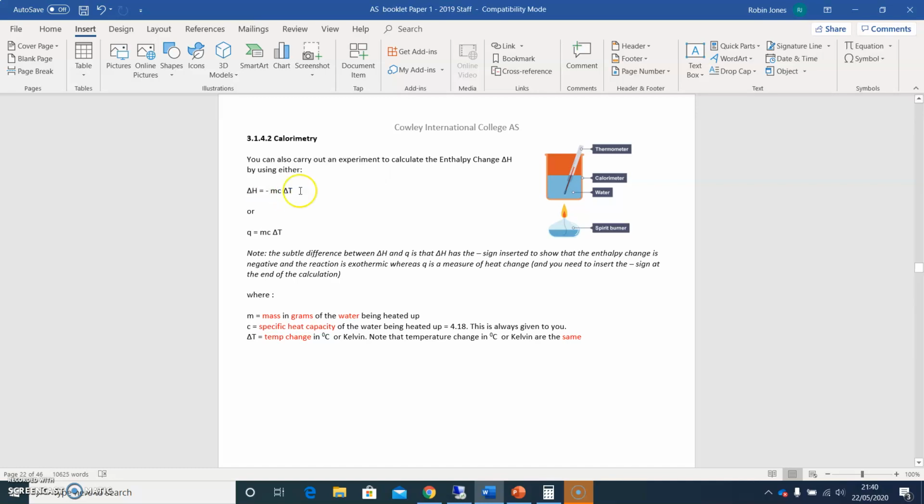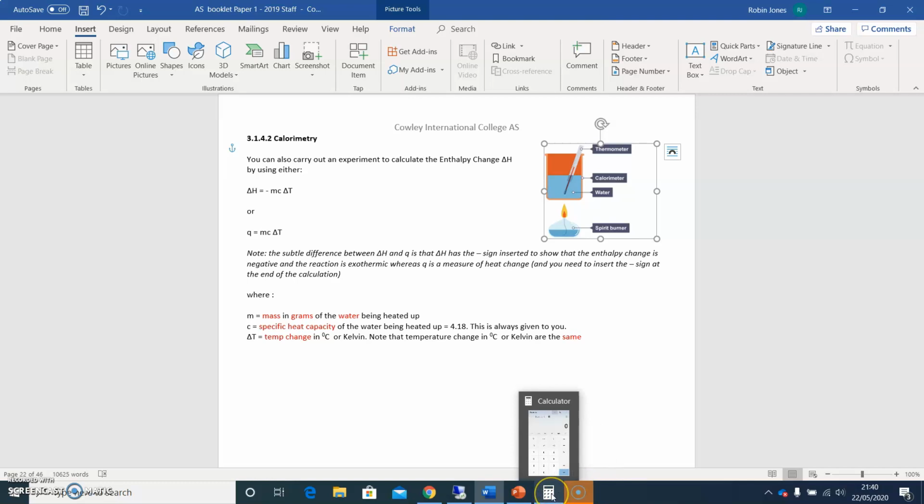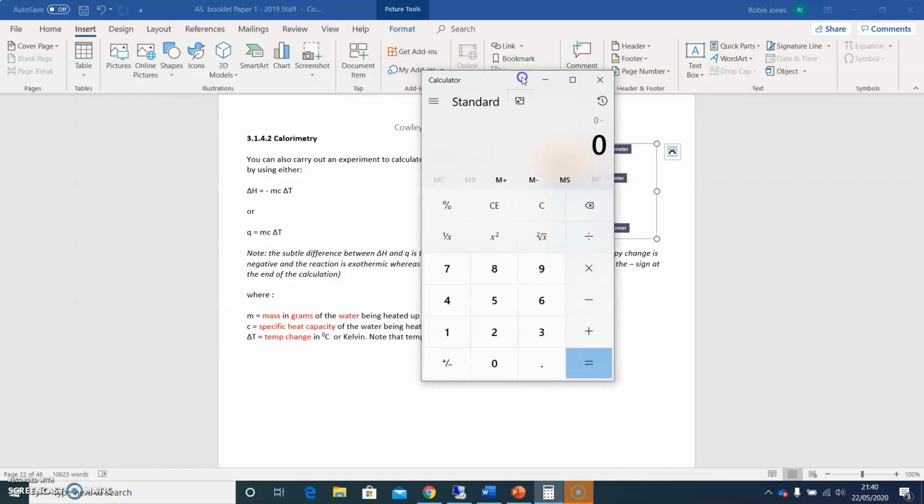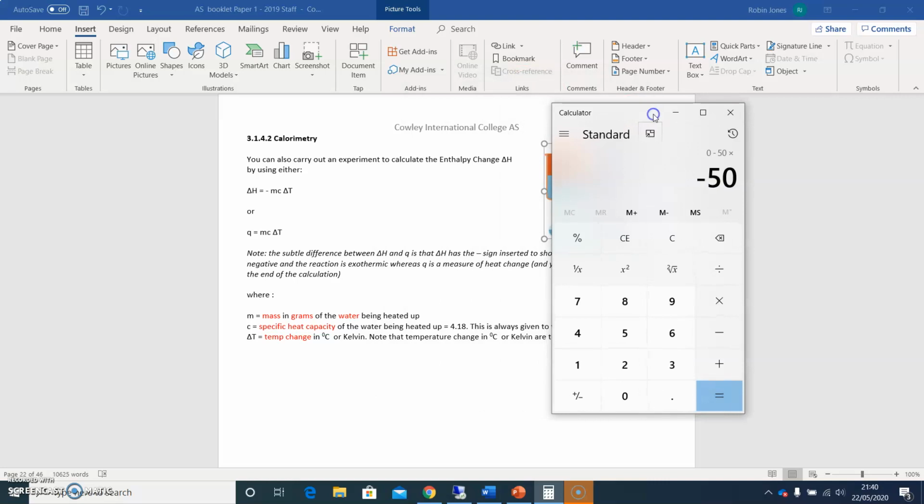Okay, let's imagine that the mass of the water in there was 50 degrees C. Sorry, 50 grams. The mass of the water was 50 grams. Okay, let's do a minus MC delta T. Minus 50 multiplied by C, which is 4.18. It always is 4.18, multiplied by the temperature change.